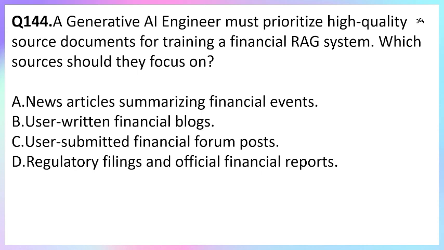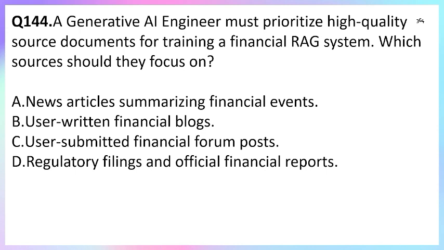Question number 144. A generative AI engineer must prioritize high-quality source documents for training a financial RAG system. Which source should they focus on? A. News article summarizing financial events. B. User-written financial blogs. C. User-submitted financial forum posts. Option D. Regulatory filings and official financial reports.